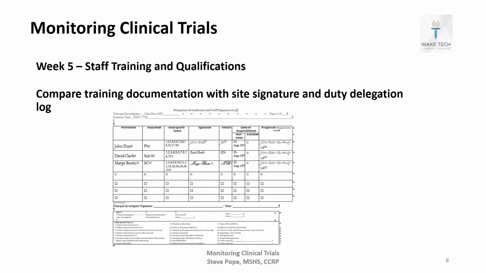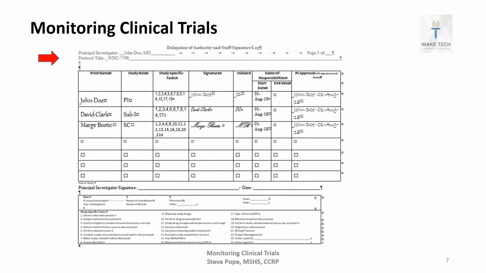So let's take a look at this in a little bit more detail, so that you can see what the different components of the delegation log mean. So this delegation log is going to be supplied by the sponsor, and they do differ a little bit from sponsor to sponsor or from study to study, but they're essentially the same. So let's talk about each component here and what it represents.